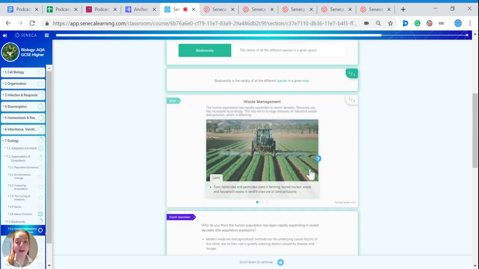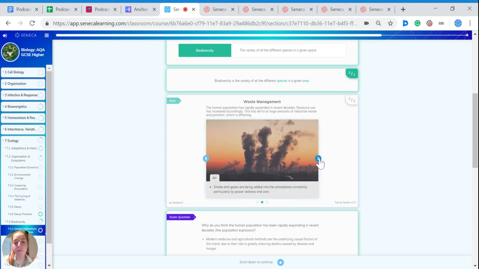One of them is waste management. The human population has rapidly expanded in recent decades. Resource use has increased accordingly, and this has led to a huge amount of industrial waste and pollution. This can affect the land, for example, toxic herbicides and pesticides used in farming. And then you've also got buried nuclear waste, you've got household waste in landfill sites. These are all land pollutants.